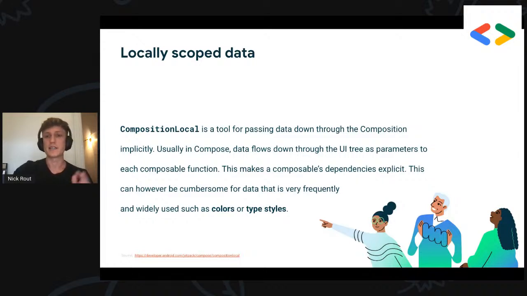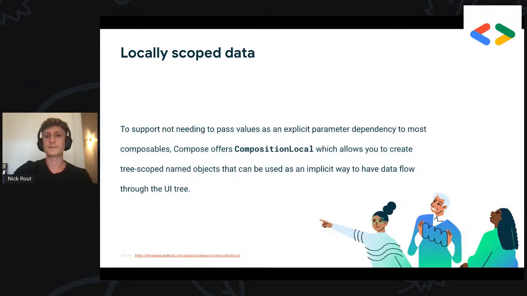Usually in Compose, data flows down through the UI tree as parameters to each composable function. So sometimes what you have to do is pass a value through to multiple functions that are nested within each other. This makes these dependencies explicit. However, this can sometimes be cumbersome for data that is very frequently and widely used, such as colors and type styles. You can imagine, if you didn't have a theming system in place, you might have to pass a color all the way down from your top level app composable to the UI that then uses it. There might be multiple levels deep in a button, which finally has to use a color and a type style, which can really bloat your code quite a bit.